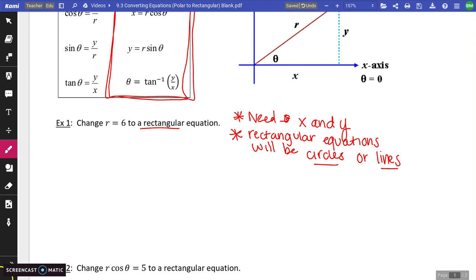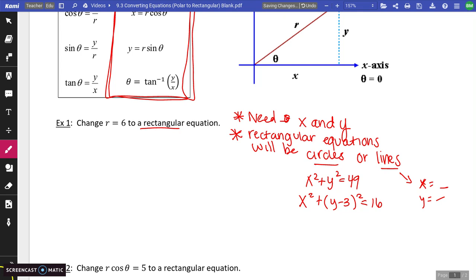So for circles, we're looking for something like x squared plus y squared equals a number like 49. That's a circle equation. Sometimes we'll have to complete the square. So like x squared plus (y minus 3) squared equals 16 is another example of a circle equation. And then our line equations, we can have x equals a number, y equals a number. Those are pretty much the ones that we'll see today. Just our regular vertical and horizontal lines.